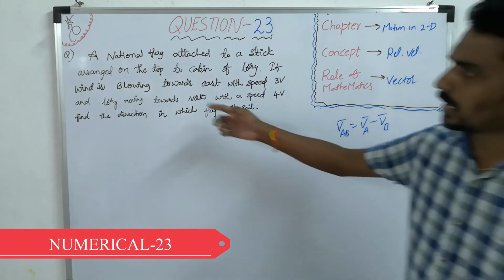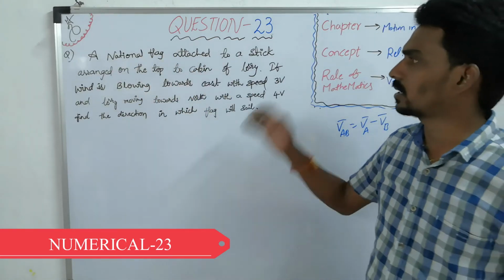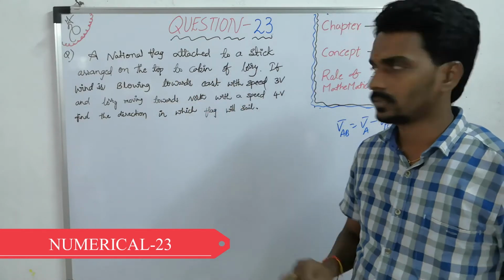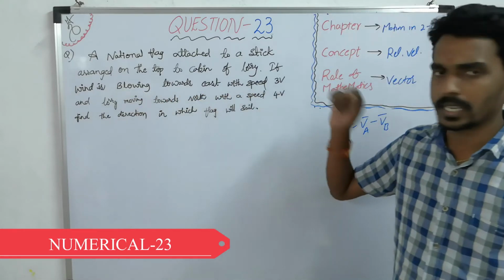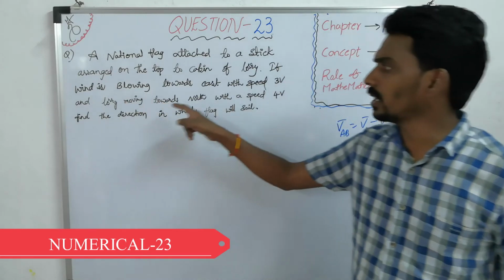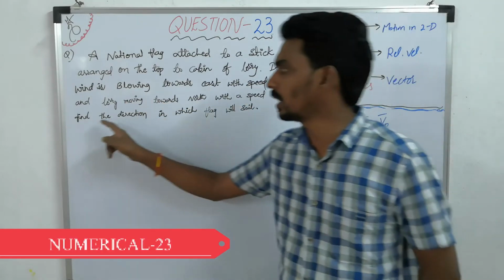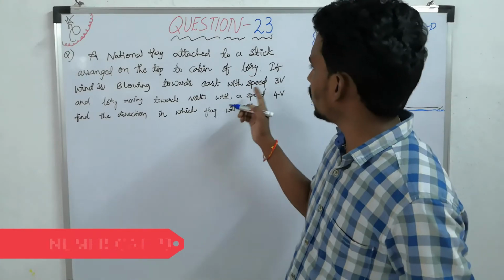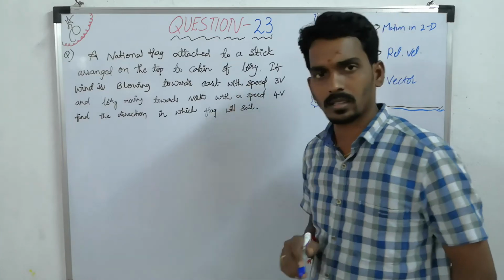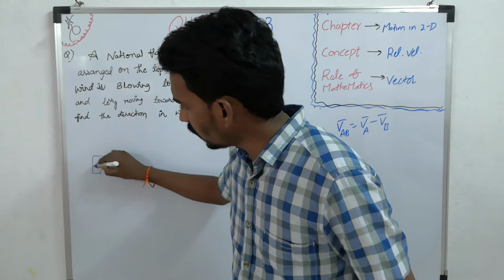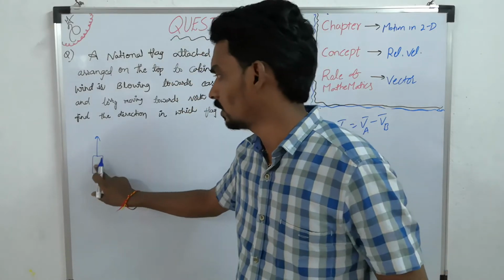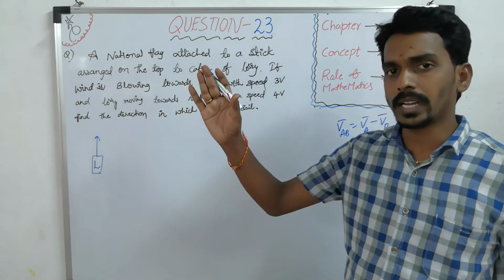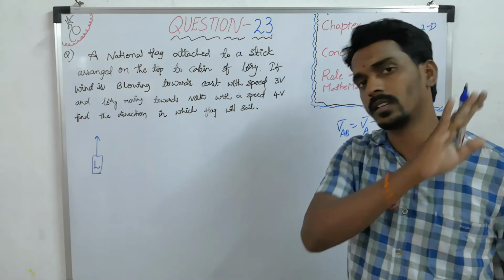So again here, if you consider the question: a national flag attached to a stick is arranged on the top of the cabin of a lorry. If wind is blowing towards east with speed 3v and the lorry is moving towards north with a speed 4v, find the direction in which the flag will sail. So here the lorry is moving towards north, so the flag will get velocity in the opposite direction. It will fly in the opposite direction.